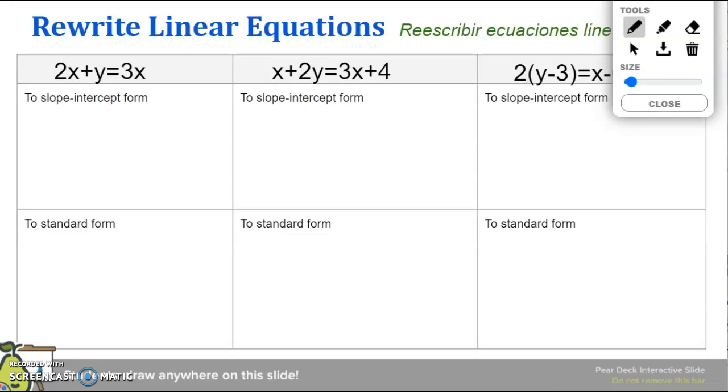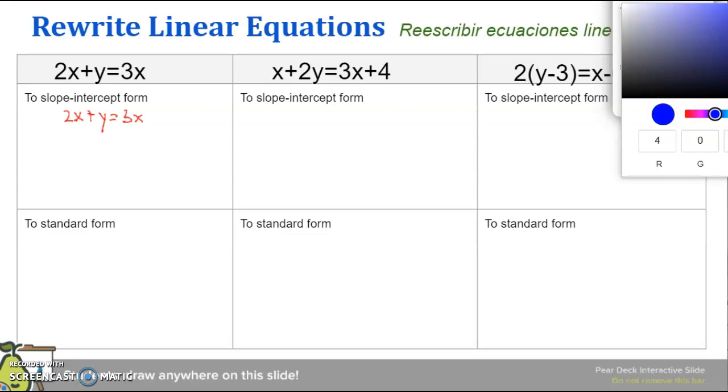2x plus y is equal to 3x. Alright, so for slope-intercept form, we want y is equal to, we just want y on one side. That means we do not want the 2x. So let me just start by writing the equation as it is. So we want to get rid of this 2x. How do I get rid of this? I am going to subtract 2x from both sides.